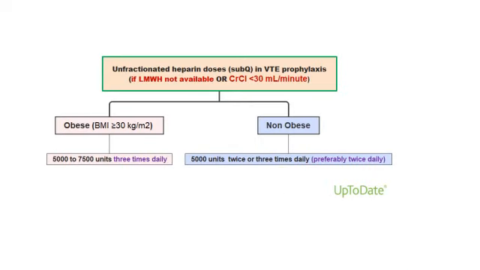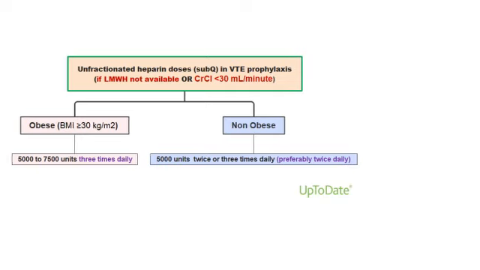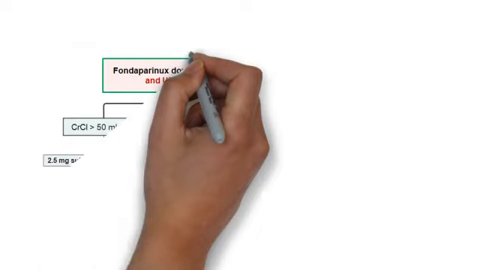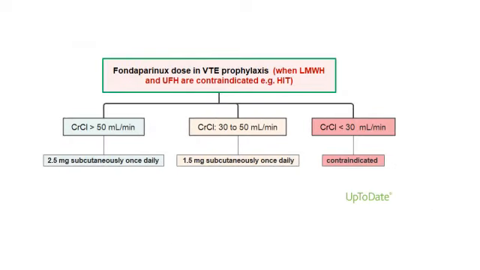For unfractionated heparin, we have two dose adjustments. For obese patients with BMI more than 30, we give 5,000 to 7,500 three times daily, and if no obesity we give 5,000 twice daily. For fondaparinux in patients who have HIT, it is contraindicated if creatinine clearance is less than 30. If 30 to 50, we give 1.5 milligrams, and if more than 50, we give 2.5 milligrams subcutaneously.